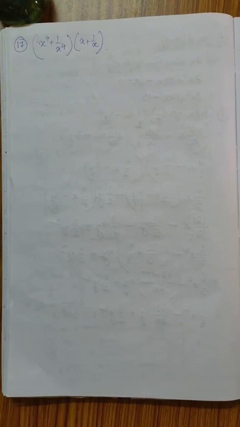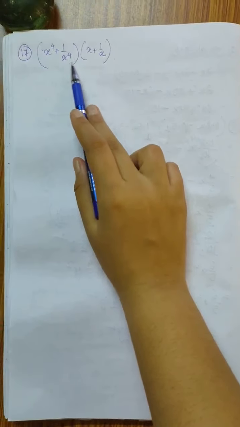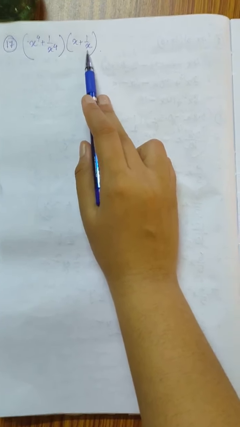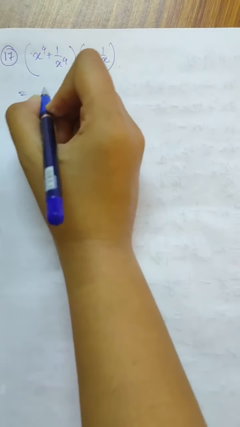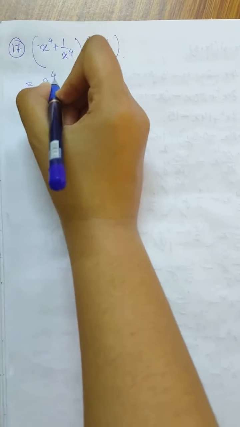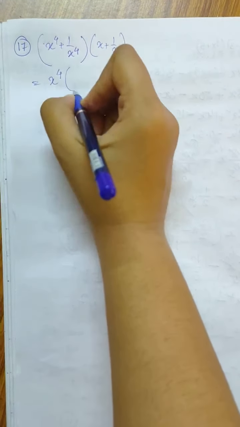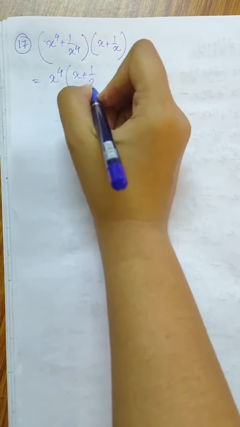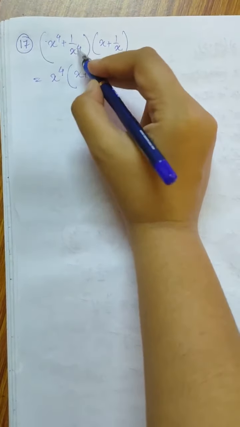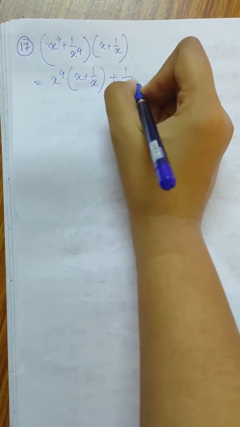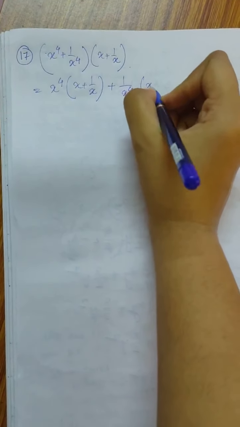So now moving on to the next sum. Next I have taken sum number 17. So sum number 17 also we have fraction here and fraction in this term also. Okay, so multiplying them, first what we will do, we will first take this x to the power 4 and this whole term. So this x to the power 4 will be multiplied with x plus 1 by x. Then we have a plus sign here, so plus. Then this 1 by x to the power 4 will get multiplied with the whole term x plus 1 by x. Okay.